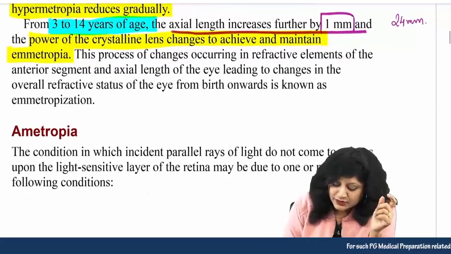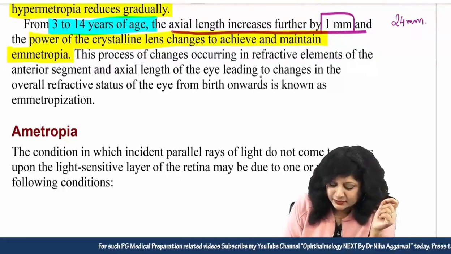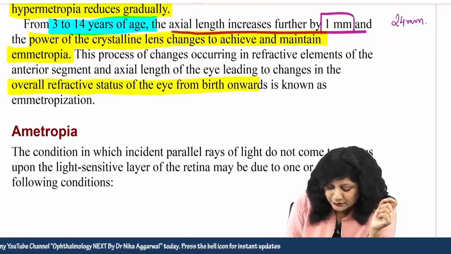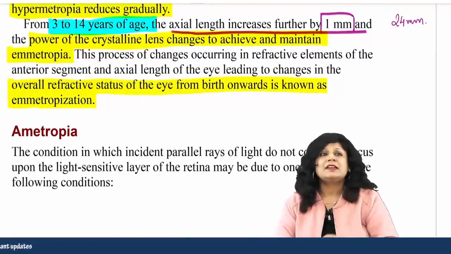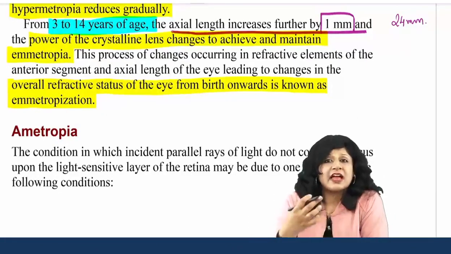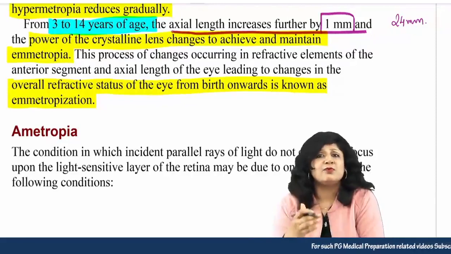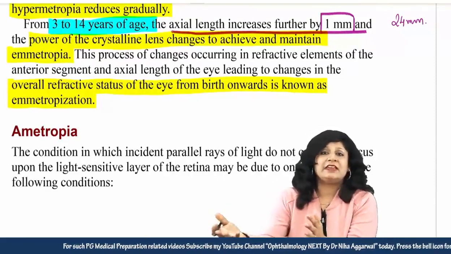This process of changes occurring in the refractive elements of the anterior segment and the axial length of the eye, leading to the changes in the overall refractive status of the eye from birth onwards, is known as emmetropization. So basically it is a whole journey, I can say, of emmetropization that starts from the moment the baby takes birth till 6 or 7 years of life.